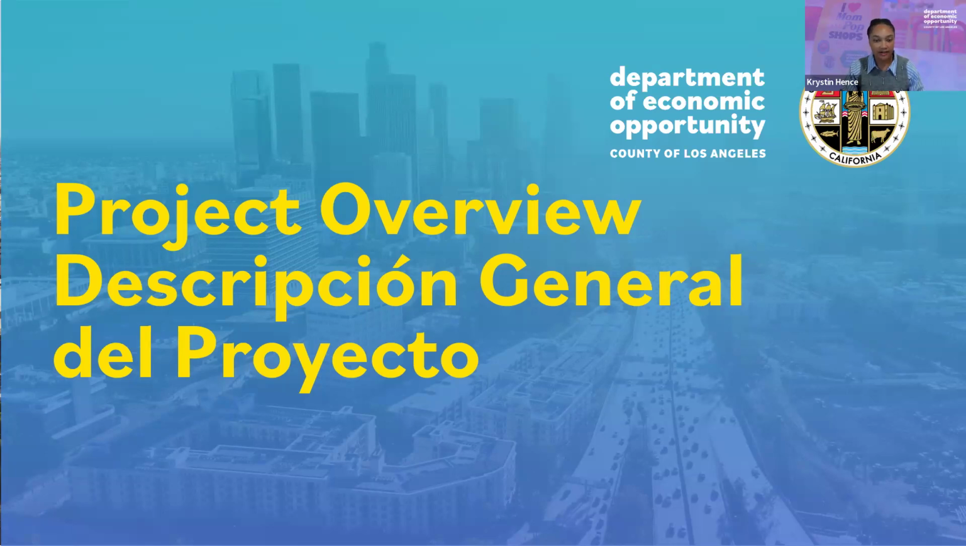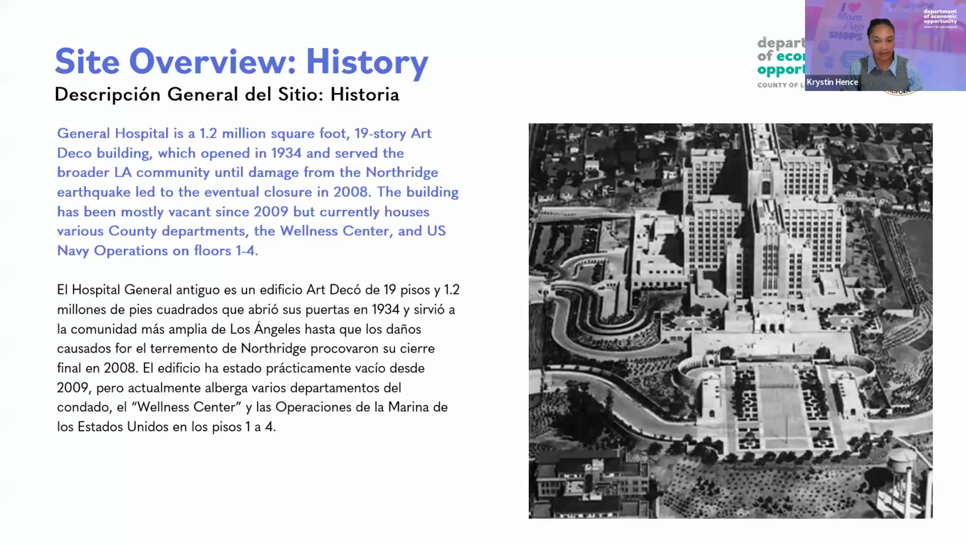Okay, so we will dive into some background on the project, just to set the stage of what we're talking about and where we are. Just a little history on the site. Some of you may know General Hospital is a 1.2 million square foot, 19-story Art Deco building that opened in 1934 and served the broader LA community until damage from the Northridge earthquake led to its closure in 2008. The building has largely been vacant since then, but houses various county departments, the Wellness Center, who we mentioned earlier, and the US Navy operations, varying throughout the floors 1 through 4.